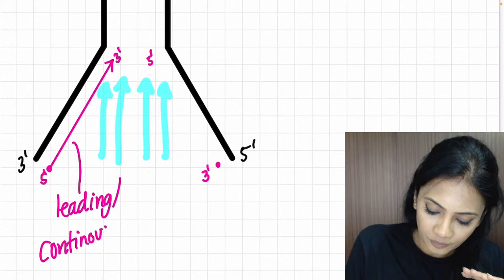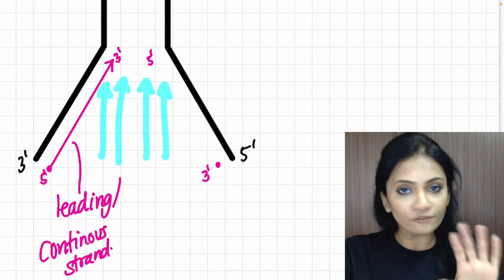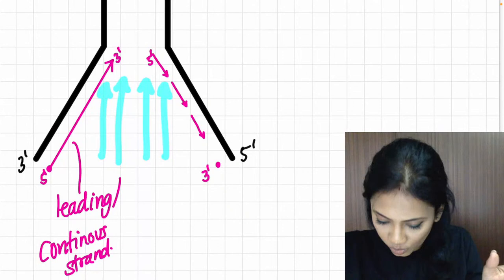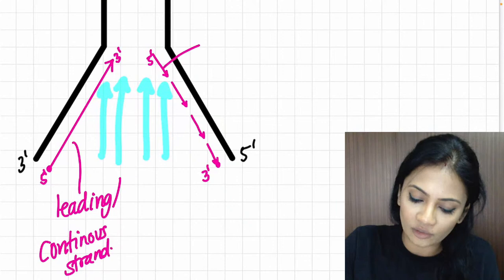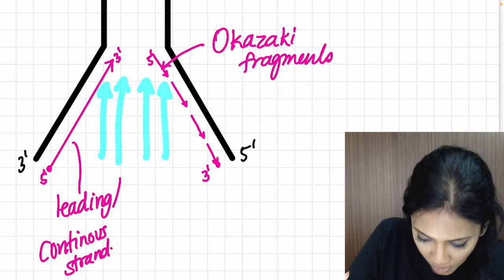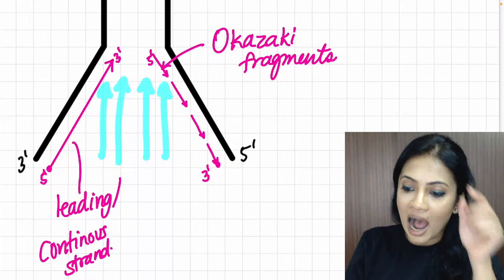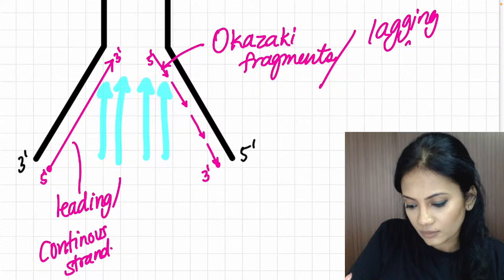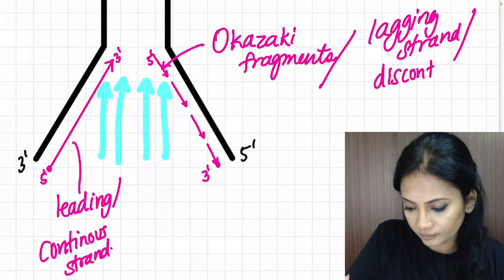But then when it has to go again 5' to 3' only, but now it is going in the opposite direction, it will go with pauses, taking pauses again and again, and it will go ahead. So these are the fragments developing. You call them Okazaki fragments. Okazaki fragments are forming on the lagging strand, which is also the discontinuous strand.